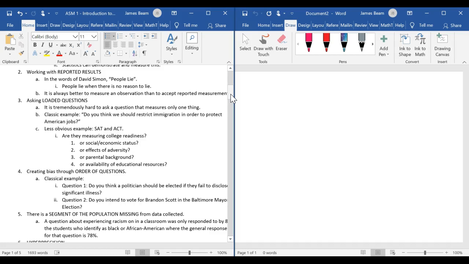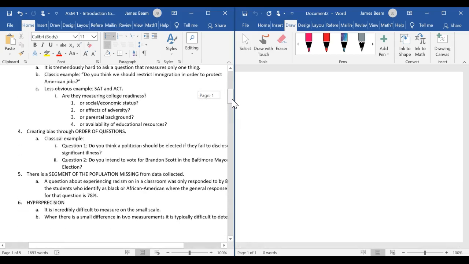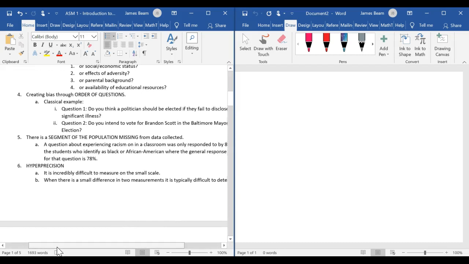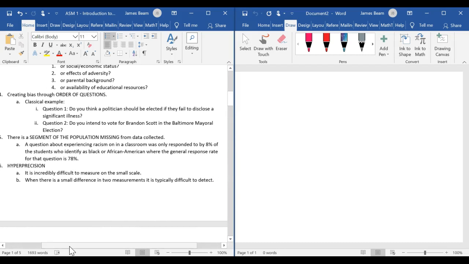The order that you ask questions in can be pretty bad. The example that I gave here in the outline is, if you ask the question, should a politician be elected if they fail to disclose a significant illness? And then you ask the question, do you intend to vote for Brandon Scott? Then you're wondering, did you lead the person to think that Brandon Scott is failing to disclose a significant illness? So you get biased through the question order there.